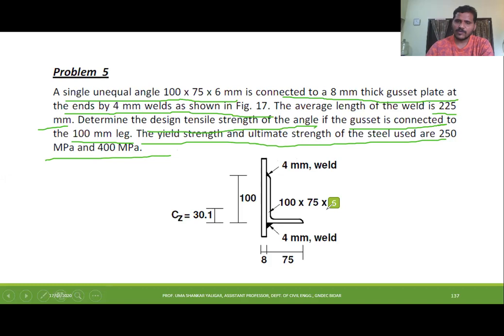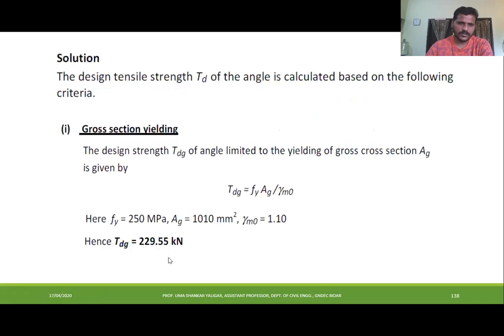Okay, in previous problems we have done single angle sections with a bolted connection, but here it is a welded connection. That's the only difference. Then how to calculate the design strength? As usual, whenever you want to find the design strength, we need to calculate it based on three failures. The first one is cross section yielding, formula Tdg is equal to fy into Ag divided by gamma m0.